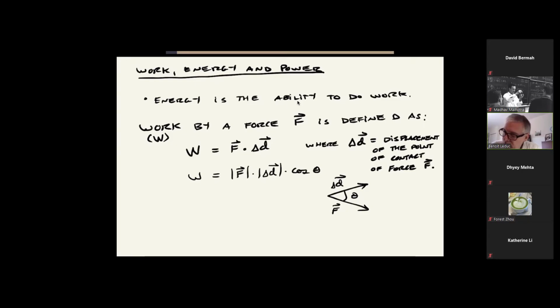Now, to keep it very simple here, I don't put the absolute value, but you have to understand that you don't put any signs for F or delta D. The sign will be taken care of by the cos. So this is the definition of work by a force.